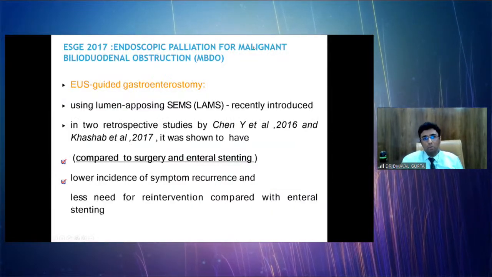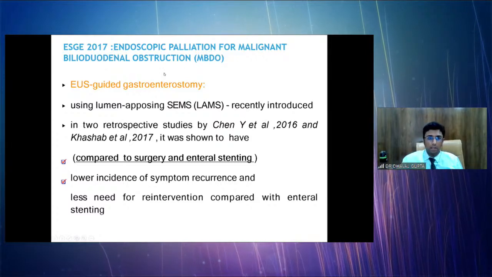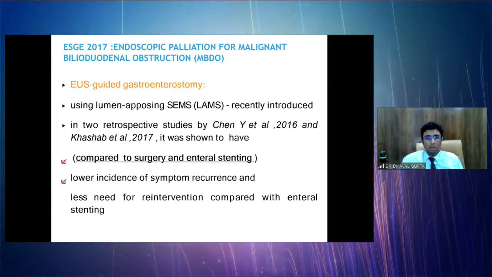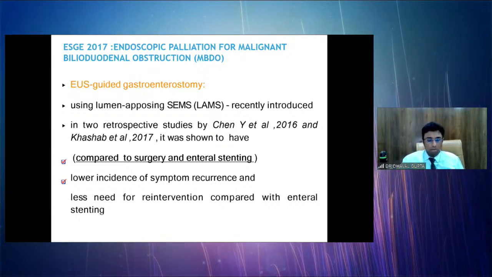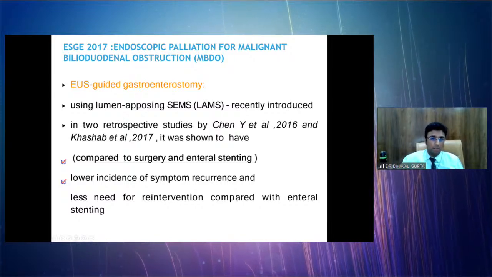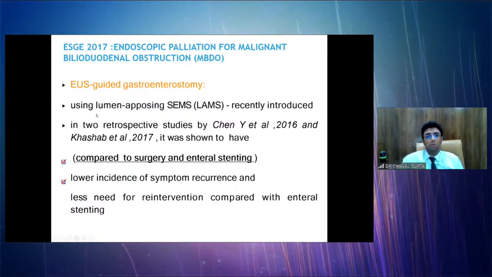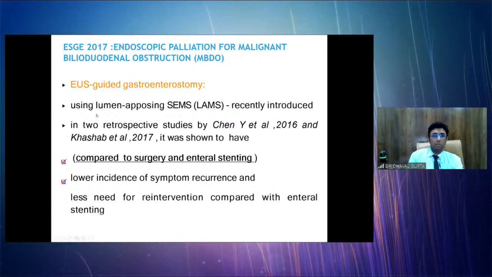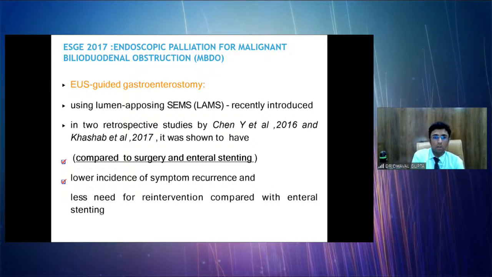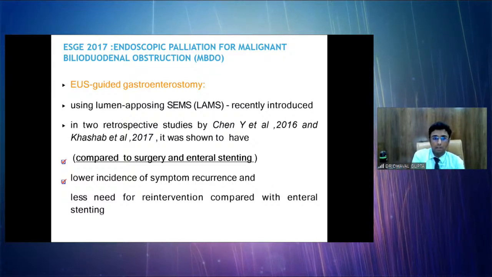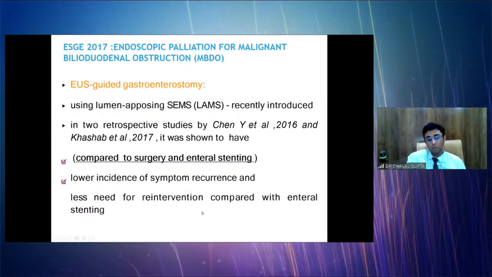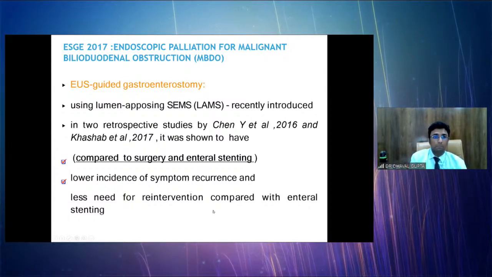Now, regarding endoscopic palliation for malignant biliary-duodenal obstruction, US-guided gastroenterostomy has recently been shown to be quite comparable to surgical, although expertise is required, using the recently introduced lumen-apposing SEMS. Two retrospective studies by Chen and Dr. Khashab have shown, compared to surgery and enteral stenting, a lower incidence of symptom recurrence and less need for reintervention compared with enteral stenting.